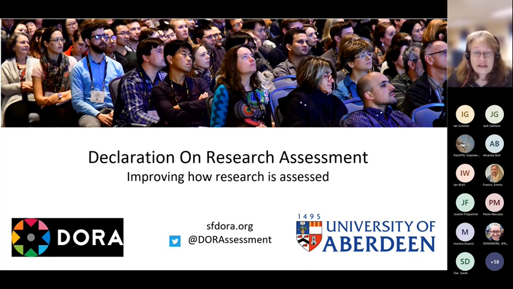So DORA is an initiative to push for real change in research assessment. And the vision is to advance practical and robust approaches to research assessment globally and across all disciplines.